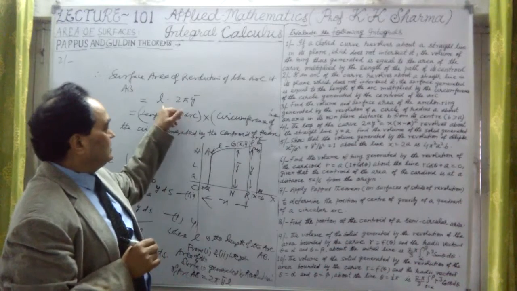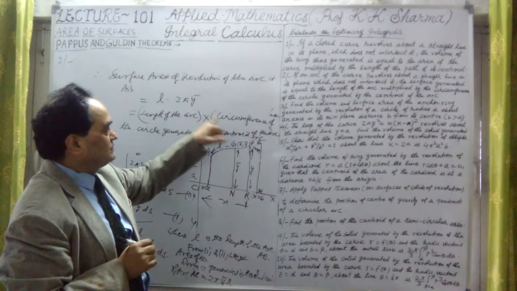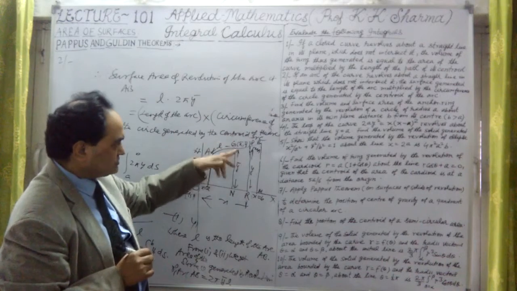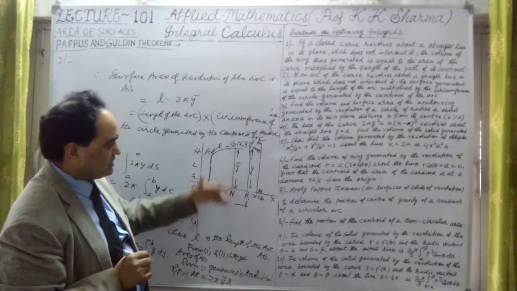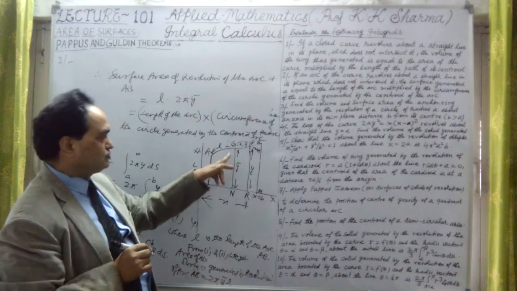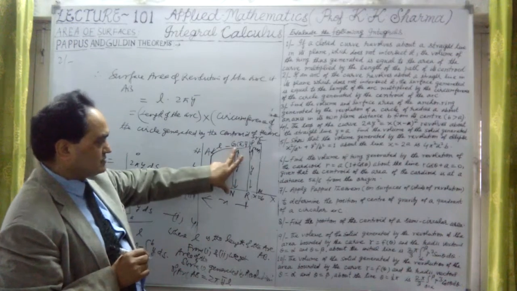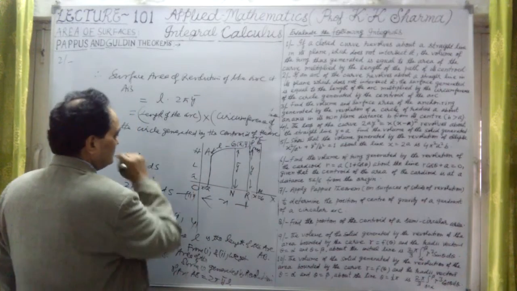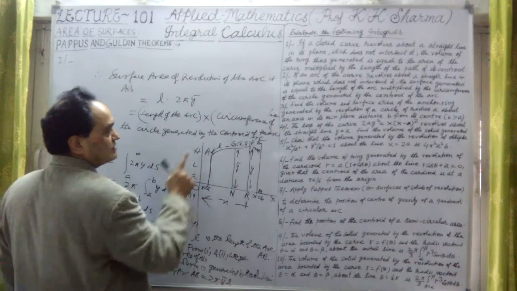Length of the arc L into 2 pi y bar, the circumference of the circle generated by the revolution of G about this line. This ring will be obtained, and the circumference of this ring is 2 pi into y bar, where y bar is the radius of this ring. So this is the second theorem.